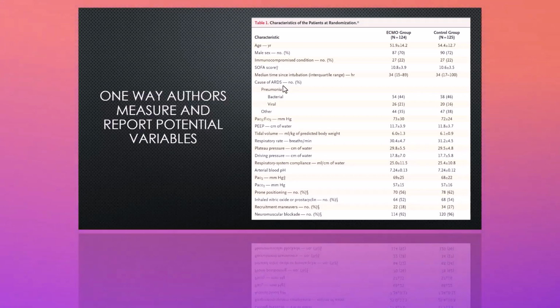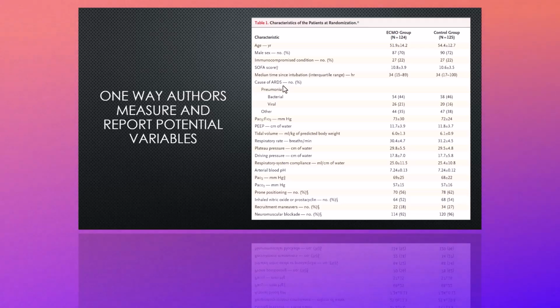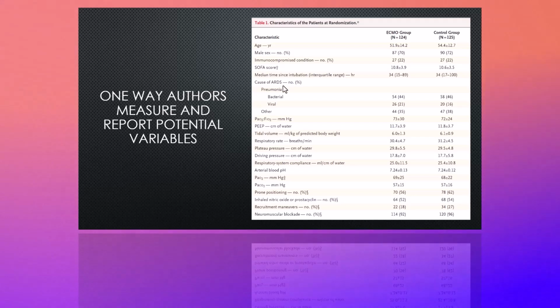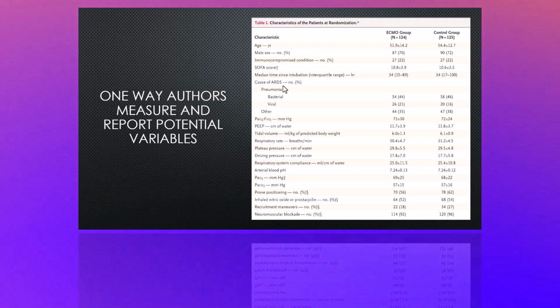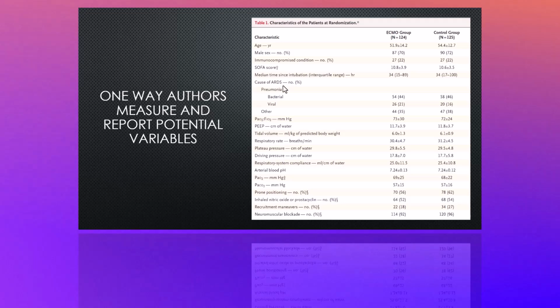One way you see them reported is through baseline characteristics, which is the table you're seeing here. These are the characteristics of the subjects at enrollment. This study is evaluating survival rates for ARDS patients with ECMO versus the control group. The 3 columns, the first is a confounding variable characteristic. The next 2, the ECMO group and the control group, are for the 2 study groups. And then as you go down, we're looking at age, sex, immunocompromised condition, SOFA score, median time since intubation, cause of ARDS, and on and on.